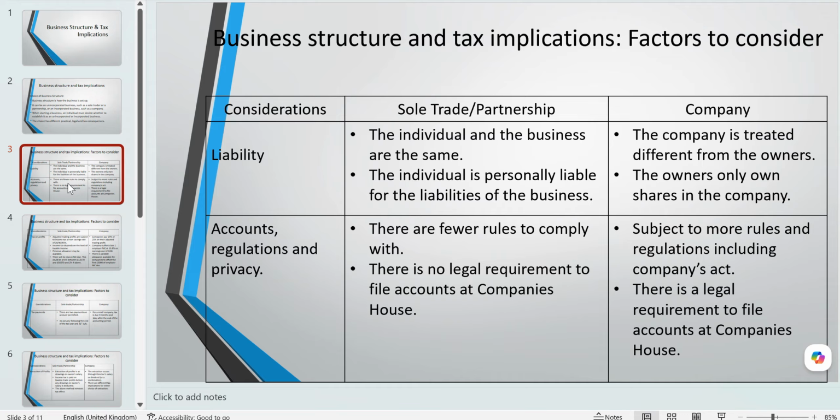Another consideration is the accounts, regulations, and privacy. There are fewer rules to comply with when it comes to sole traders and partnerships, and there are no legal requirements to file accounts at Companies House for sole traders and partnerships. But when it comes to a company, it is subject to a lot of rules and regulations, including the Companies Act. There is a legal requirement to file accounts at Companies House with companies.